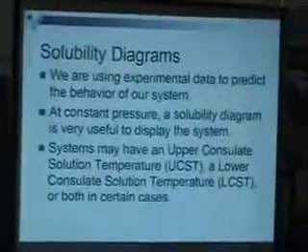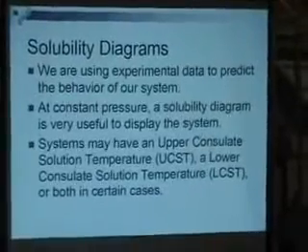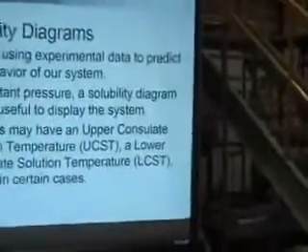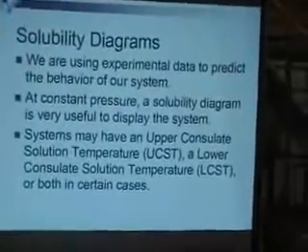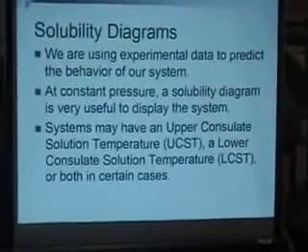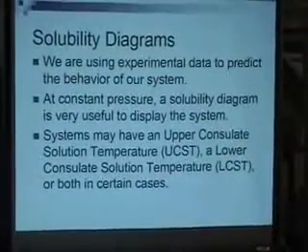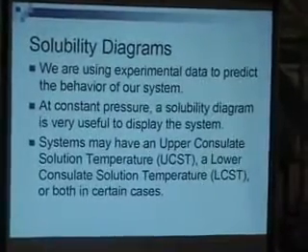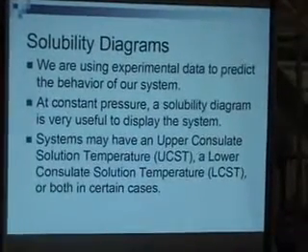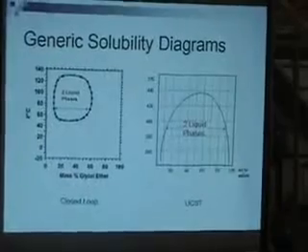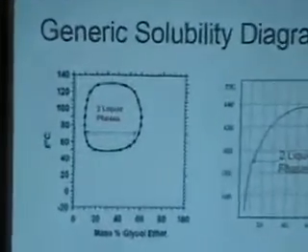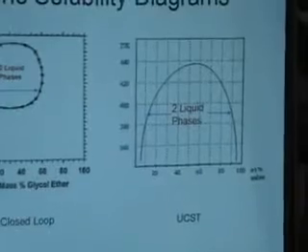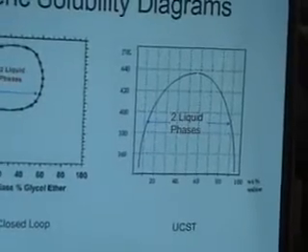And we can use solubility diagrams to help us predict our liquid-liquid equilibrium using external data. And at constant pressure, these are useful because some might have upper consolute solution temperatures and lower consolute solution temperatures, or in some cases even have both. An example of that is here. Here we have a closed loop with both an upper consolute solution temperature and lower, and we have just an upper consolute solution temperature here.